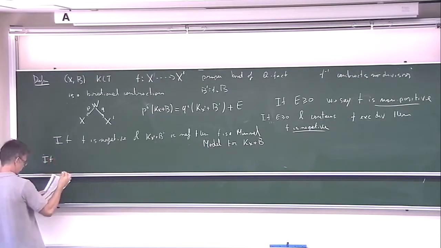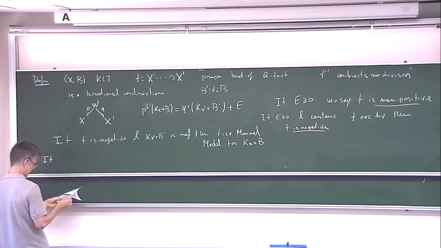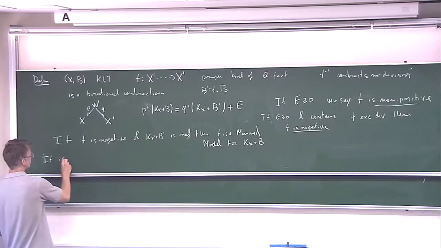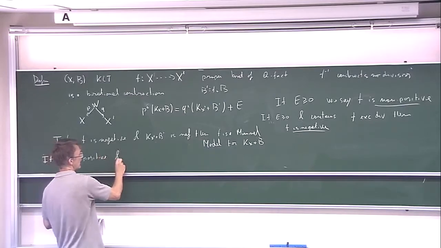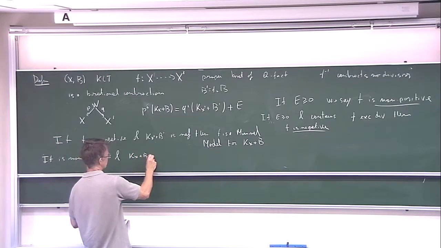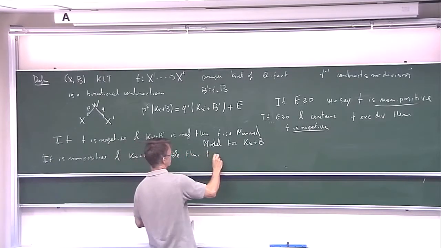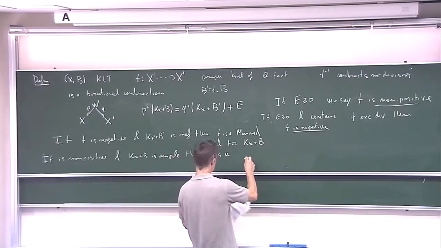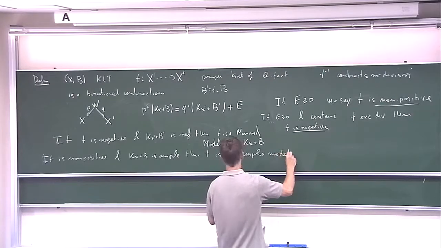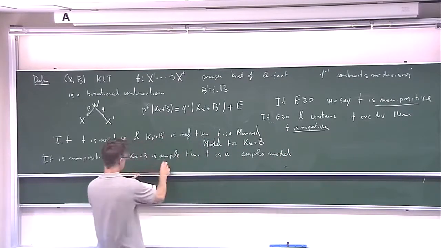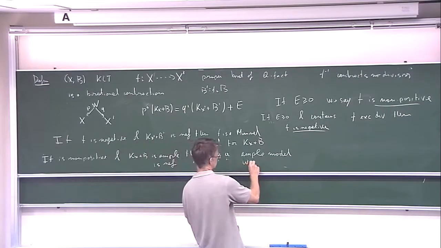There are a couple of other definitions, which I might as well give because I set myself up for it. So if F is non-positive, and Kx' plus B' is ample, then F is an ample model, sometimes called a log canonical model. And similarly, if instead of being ample it is nef, then we say it's a weak log canonical model.